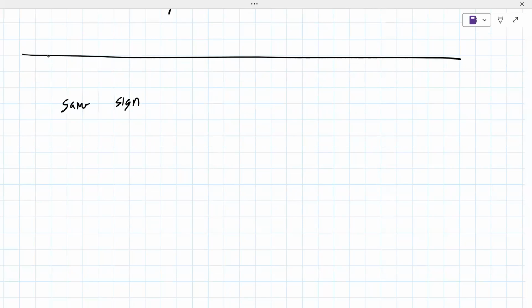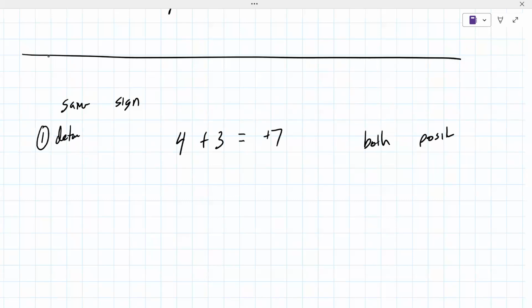All right, so this will seem silly at first. What is 4 plus 3? Positive 7. Now, why is it positive? Because they're both positive. So when they're same sign, you first determine the sign, which is you keep the sign. Then you add without the sign. You're like, what do you mean by that? Well, let's look at another problem.